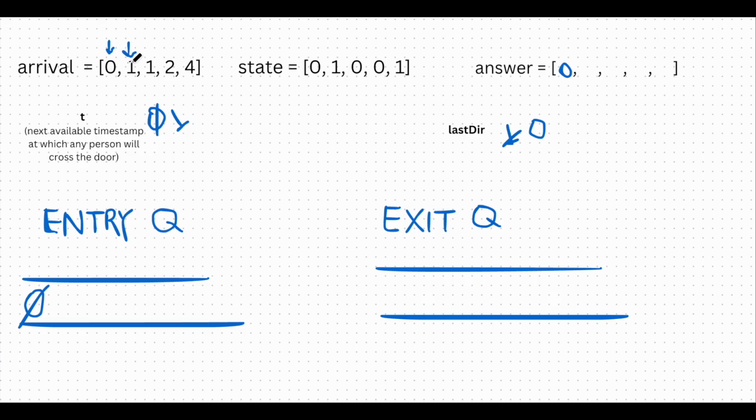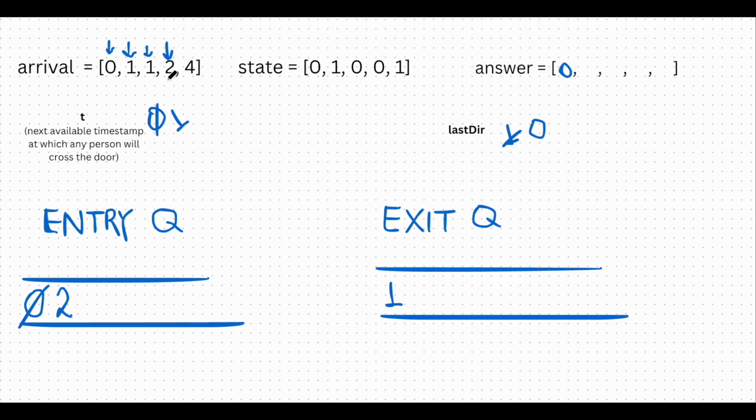It's possible that this person can go to the door at t equals 1. So we push this person in the queue. Based on the state, this person will go in the exit queue, the index is 1, and then again we move forward. The arrival value is again the same as t, so we push the candidate in the queue. Based on the state, we push in the entry queue. So now we move to this element.